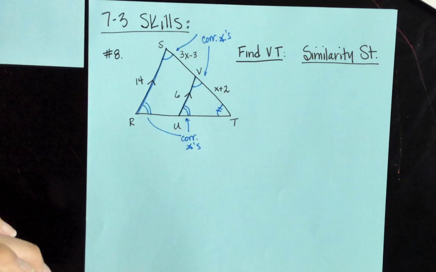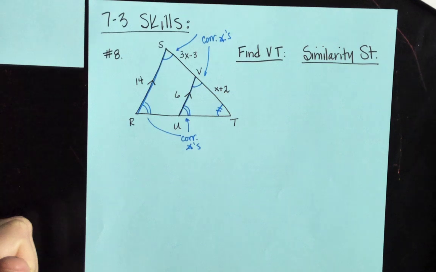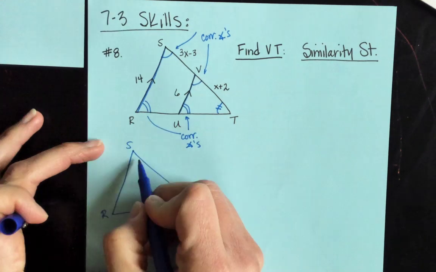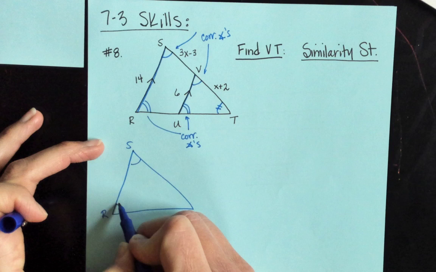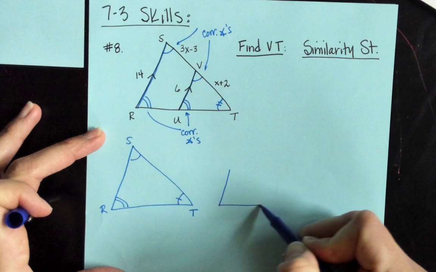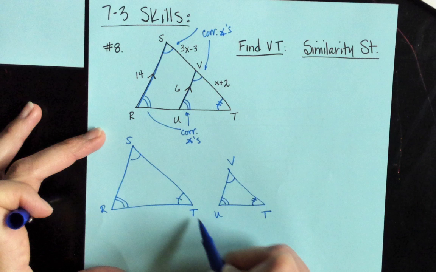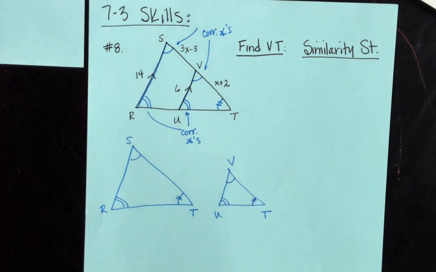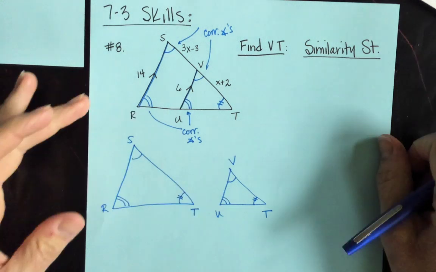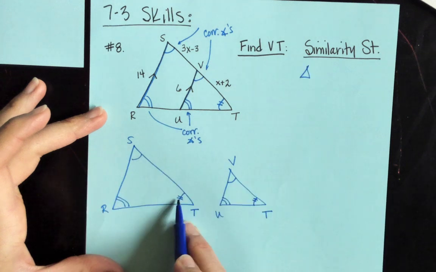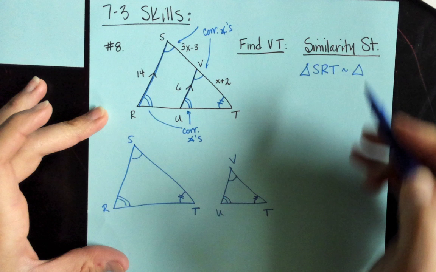So I'm going to go ahead and split these up. SRT with the tick marks that I've already put in. And then I'm going to redraw VUT with the tick marks so that I can keep track of everything. And that way, now what I'm able to do is write that similarity statement so that I know how to find VT. So I'm going to just play the matching game. 1, 2, bar. So S, R, T. And I'm going to do the same thing, V, U, T, going in the same order. So it is very important for those tick marks to be there.